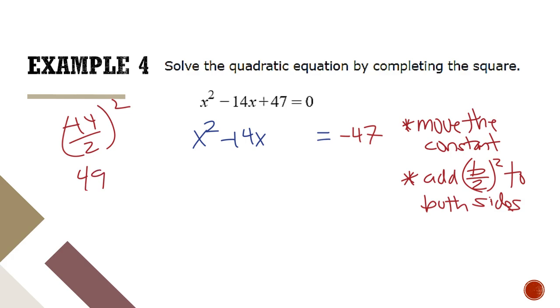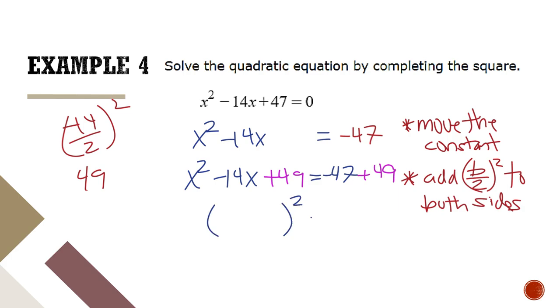So I'm going to do this as a complete new step here. So we'll have x squared minus 14x, and then we're going to be adding a positive 49 here, is equal to negative 47 and then plus this 49 here, just to show you that that step is there. So now the next step is we're going to go ahead and rewrite it in that form. So we will write the left side as a perfect square.